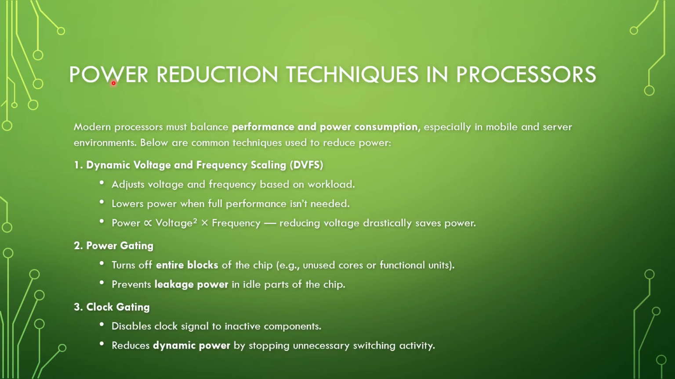So next heading, power reduction techniques in processors. What are the various power reduction techniques available in processors? The first one is dynamic voltage and frequency scaling, which adjusts the voltage and frequency based on workload, and it lowers the power consumption when performance is not needed. We know that power is directly proportional to V squared times F. Thus whenever we try to reduce the voltage, it drastically saves power because power is the square of voltage. Whenever we reduce this, power will also reduce, right?